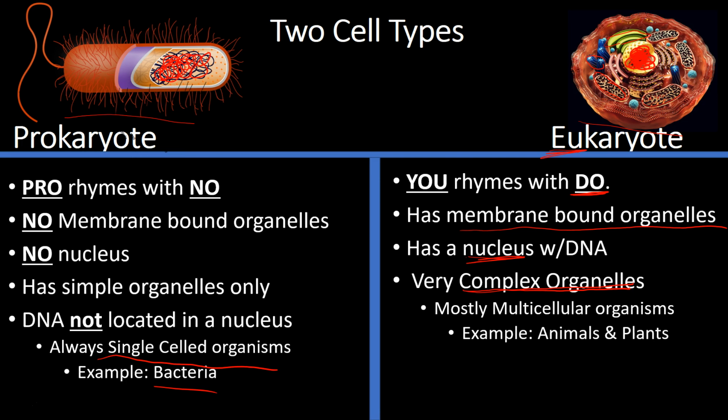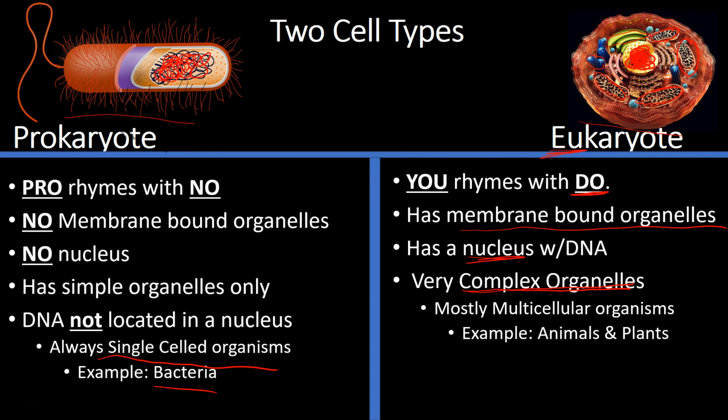Okay, so you and I, all of our cells, our skin cells, our kidney cells, liver cells, brain cells, all of those are eukaryotic cells. Okay, even in plants, because plants have these complex structures. Okay, and plants have a nucleus to store their DNA, and we'll talk more about that next week.